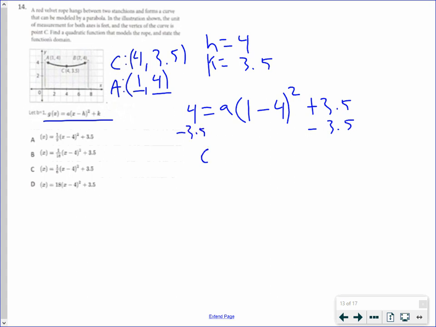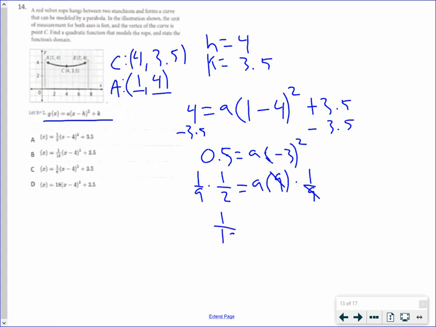4 minus 3.5 is 0.5. That equals A times 1 minus 4, which is negative 3, all of that squared. That A looks like a 9, but it should be an A. So we have 0.5, which is just 1/2. That equals A times negative 3 squared, which is 9. So now I'm going to multiply by 1 over 9 on both sides to get rid of that 9 and get A by itself. So these 9s cancel, and we get 1 over 18 equals A.